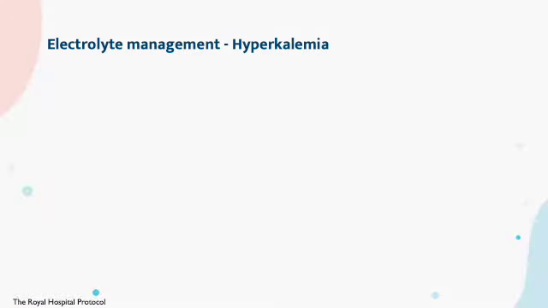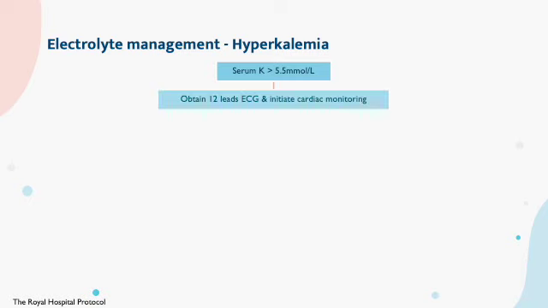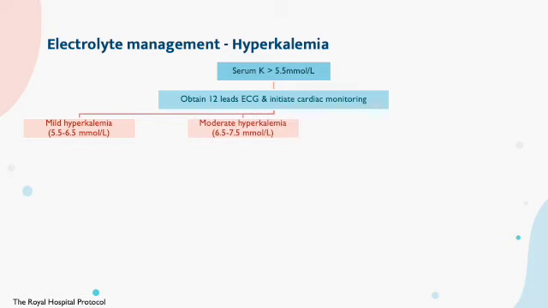Now we'll go through a flow chart for the management of hyperkalemia adapted from the Royal Hospital protocol. So if serum potassium level is more than 5.5, we need to obtain a 12-lead ECG and initiate cardiac monitoring. Mild hyperkalemia is when potassium level is from 5.5 to 6.5, and moderate hyperkalemia when potassium level is from 6.5 to 7.5, and when potassium level is more than 7.5 it is considered severe hyperkalemia.